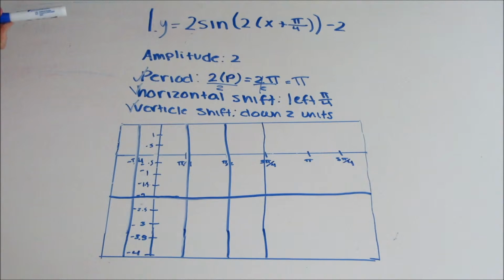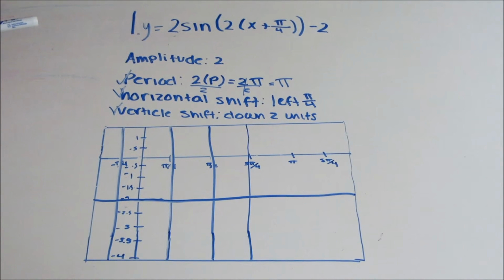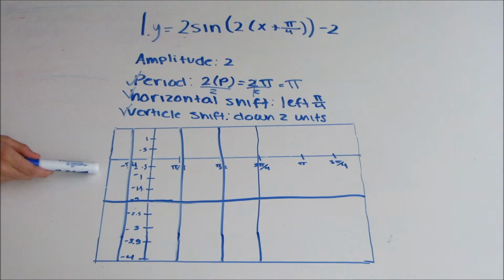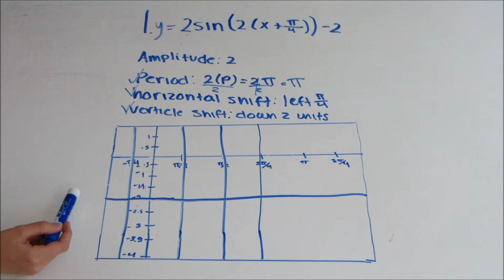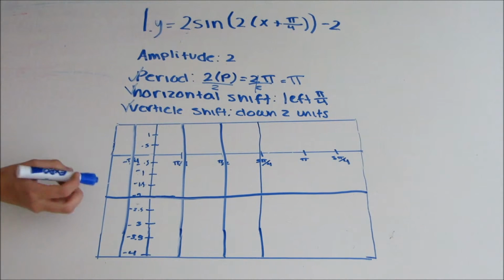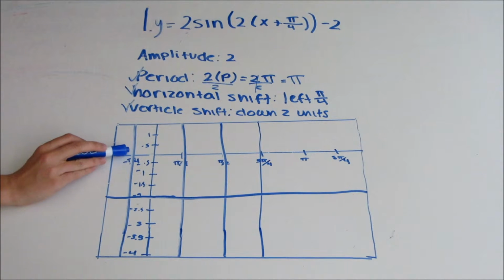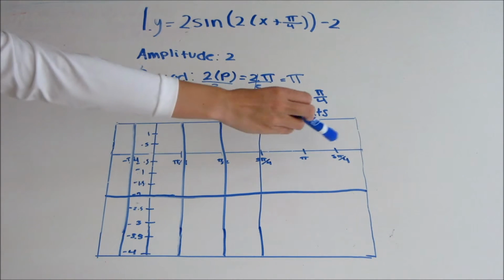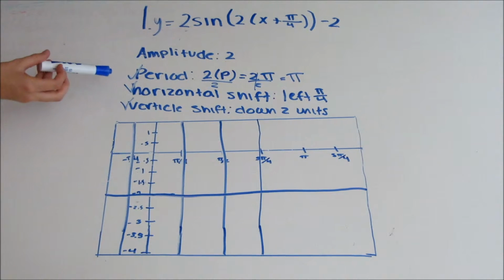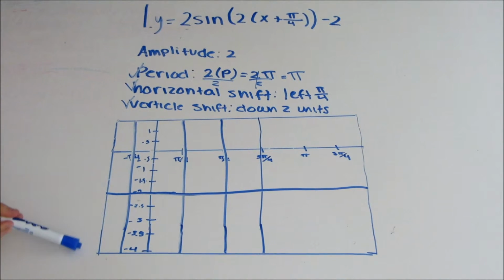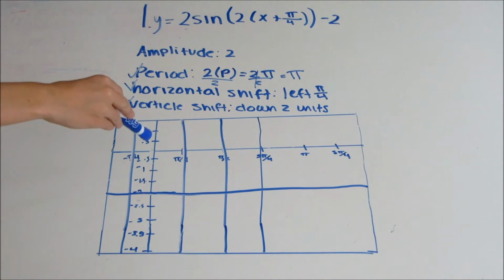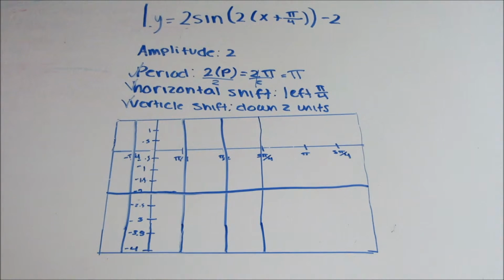So now you have to include the amplitude, and the amplitude is the distance from the midline up to the max and the minimum. The midline is at -2, and since the amplitude is 2, we're going to be moving up 2 units, and that will be our maximum value that the function will reach. And now we have to move down 2 units. That would make it to -4, and that's going to be the minimum value that our function will reach.